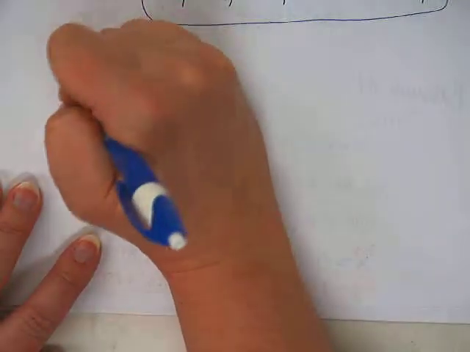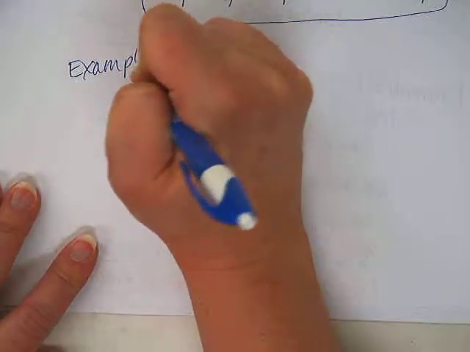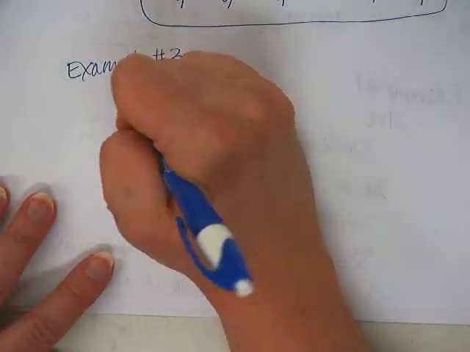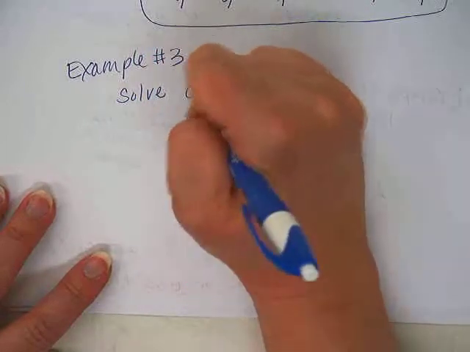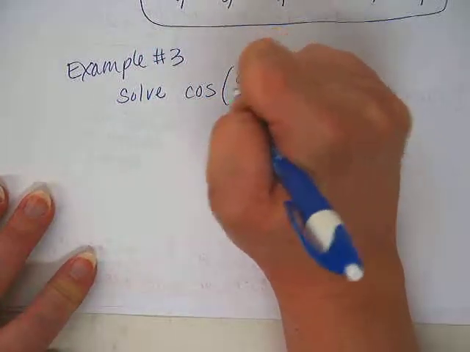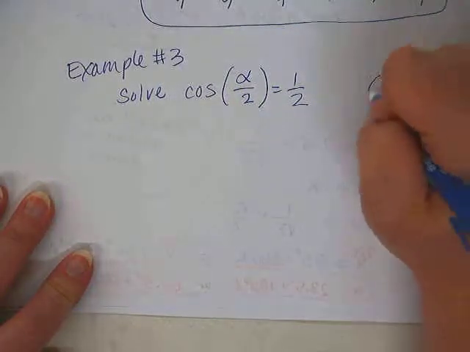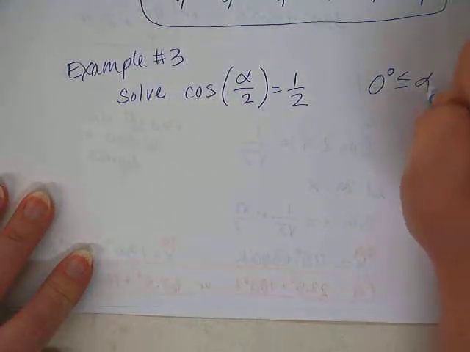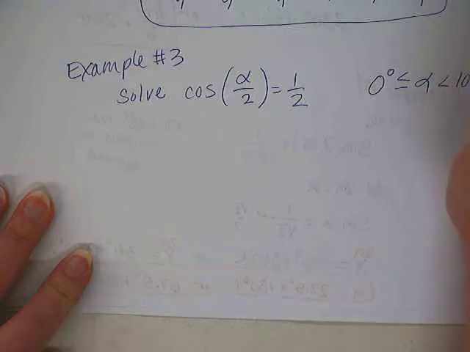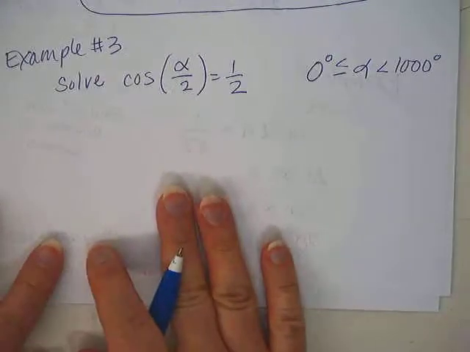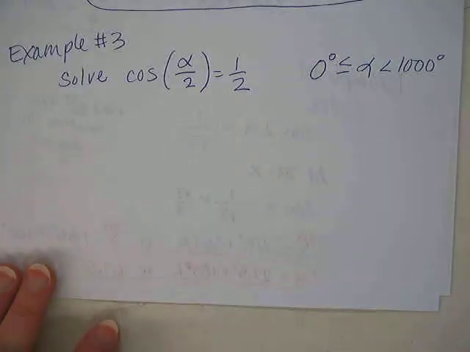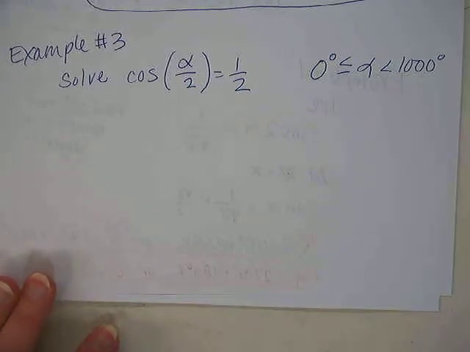Okay, example number 3. Oh, this one's weird. We are going to solve cosine of alpha over 2 equals 1/2. But our answer is going to be from 0 to 1,000 degrees, instead of 0 to 360. A little bit weird, but just pay attention to how they ask you to do it.